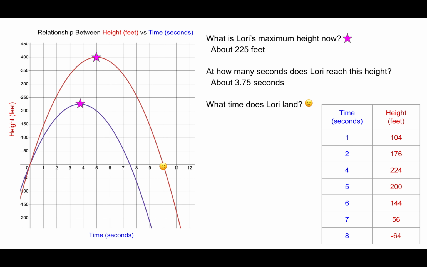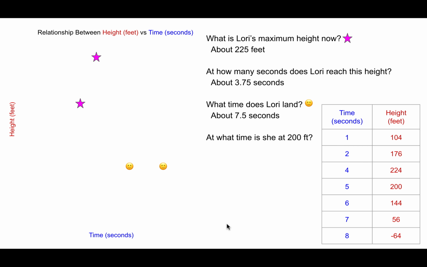What time does Lori land? Looks like she's landing right in here. So it's somewhere in between the 7 and 8, and it looks like it's about 7.5. So it was hard to tell this looking at the table because none of those numbers matched up. And some of these points were in between our whole numbers. So this is where the graph comes in handy.